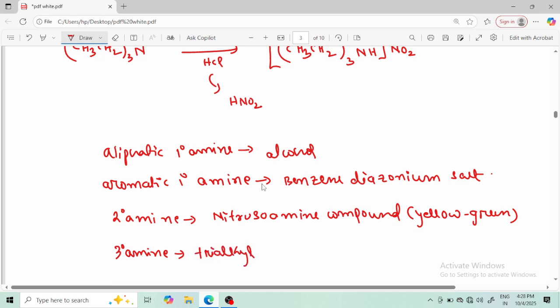And then if it is 3 degree amine, it gives you trialkyl ammonium nitrite crystals. Although the formation of crystal might take some time, if you keep it undisturbed for some time, then it gives you the crystals. Okay, so I hope it's clear for nitrous acid test.